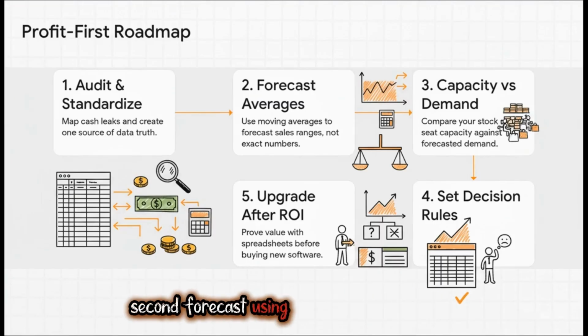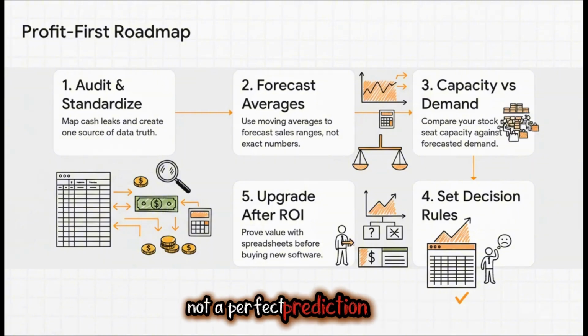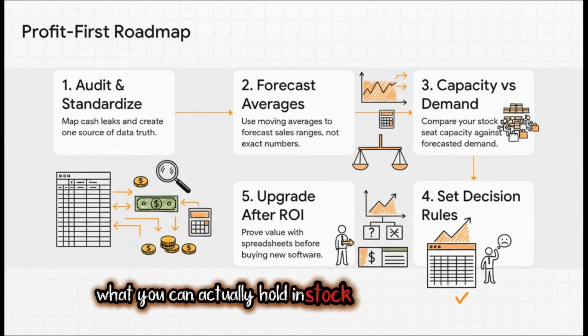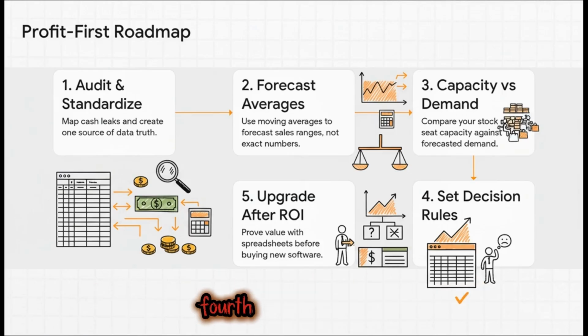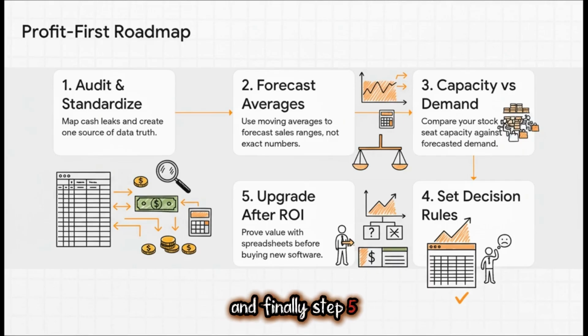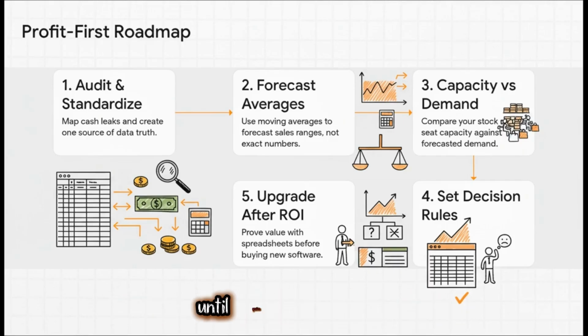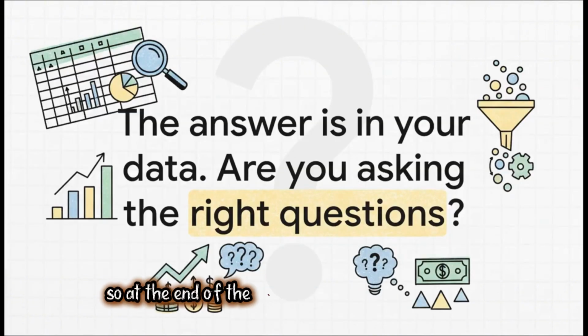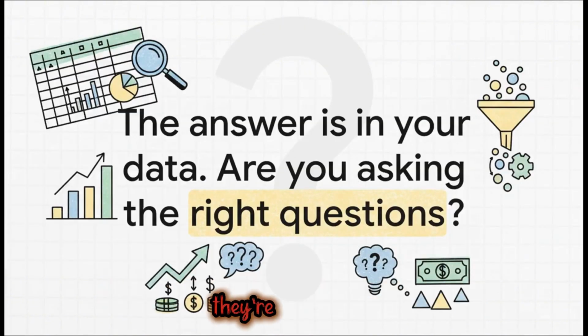Second, forecast using simple moving averages. You're looking for a realistic range, not a perfect prediction. Third, compare that forecast to your capacity, what you can actually hold in stock, or how many seats you have. Fourth, and this one is key, set simple rules to take the emotion out of it. Like, if an item hasn't sold in 90 days, we put it on sale, period. And finally, step 5, don't even think about buying fancy software until you've already proven this simple method works and delivers a return.